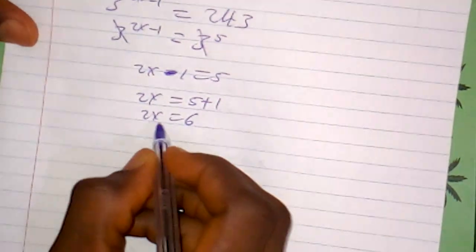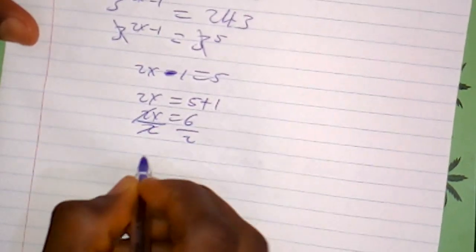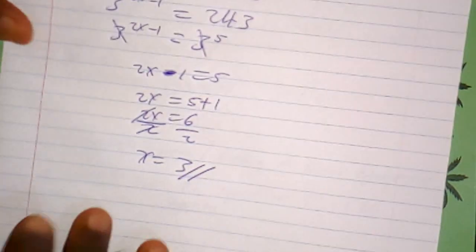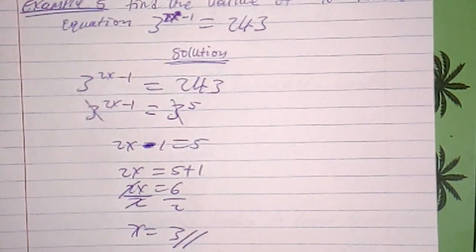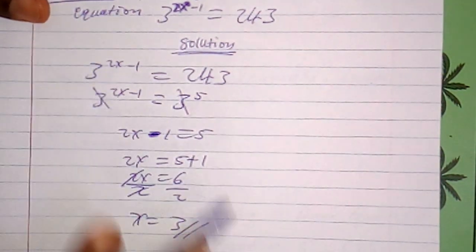Now proceed. Find the value of x. Divide both sides by 2. Divide here by 2. This cancel this. So x equals to what? 3. So 6 divided by 2 is 3. So that's the value of x. The question says find the value of x, right? Which is what? 3 raised to the power 2x minus 1.